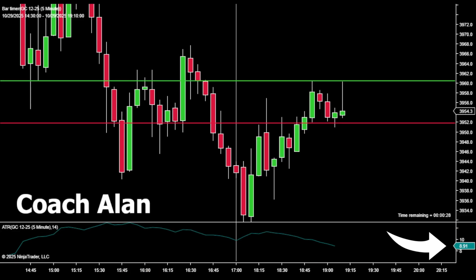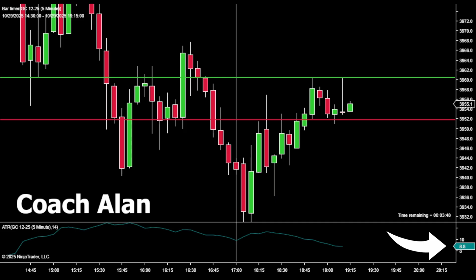Our ATR is at 89, so that's pretty good, but I'm going to only go for 40 ticks. The higher the ATR, the more ticks that you can go for your target. But I'm just going to keep it at 40.